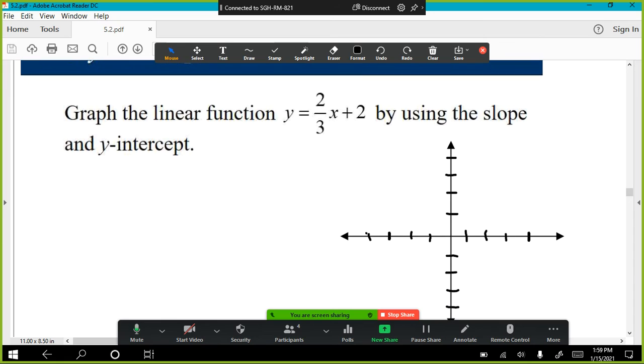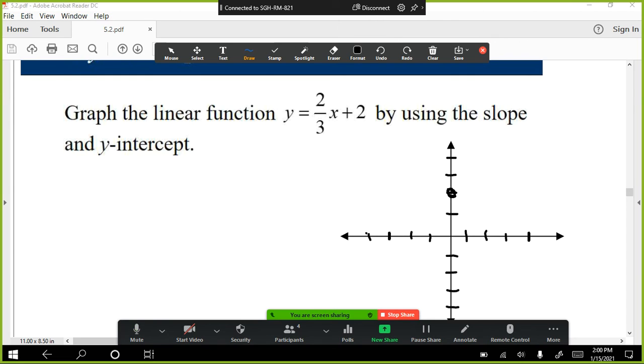So here we go again, same thing. Y equals 2/3 x plus 2. It's in slope-intercept form. So to graph it, I graph first the y-intercept of +2, so I go up to +2. And then my slope is +2 over 3. Up 2, right 3. Right there. And I draw that line. There's that graph.